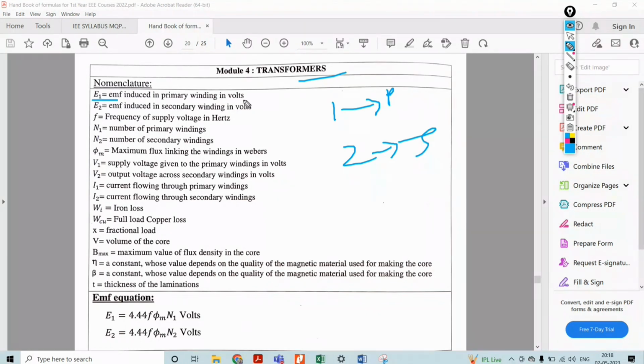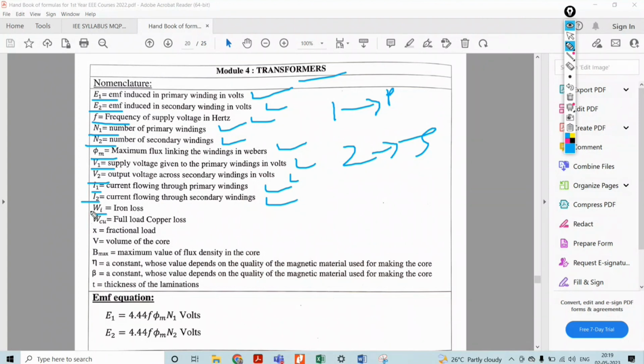E1 is induced EMF in primary. E2 is induced EMF in secondary. F is supply frequency. N1 is number of turns in primary. N2 is number of turns in secondary. Phi m is maximum flux. V1 is primary voltage. V2 is secondary voltage. I1 is primary current. I2 is secondary current corresponding to the winding.